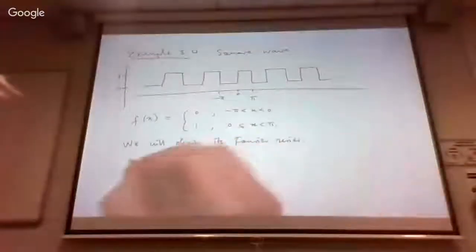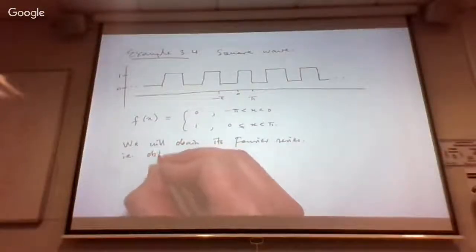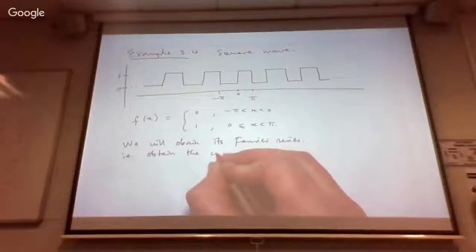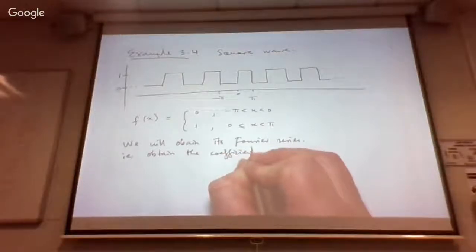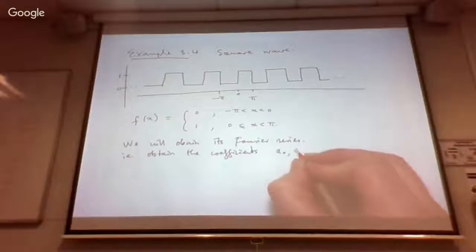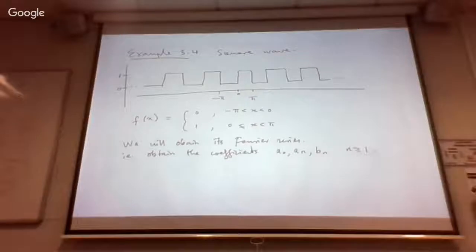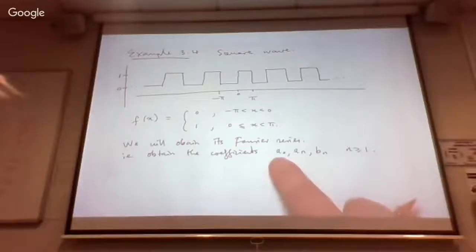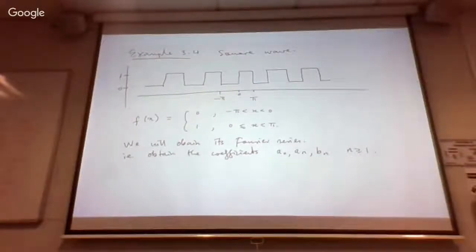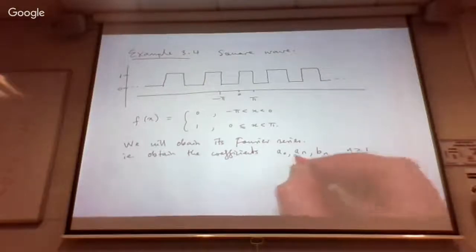So what this means is we will obtain the parameters, the coefficients a0, a1, all the other an's and all the bn's. The answer is given at the top of page 61, but we want to justify it. We want to work our way towards it. Remember, a0 isn't the constant term, it's twice the constant term. The constant term in the Fourier series is a half of a0.